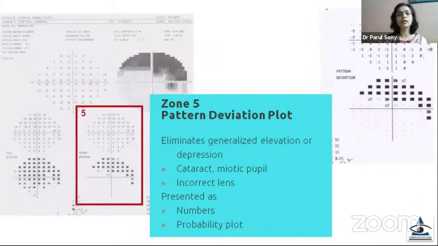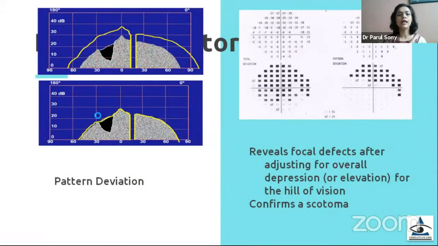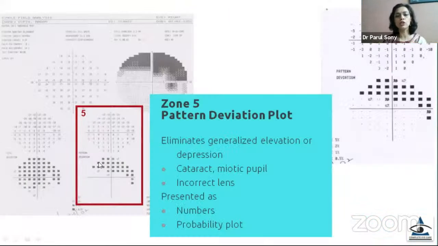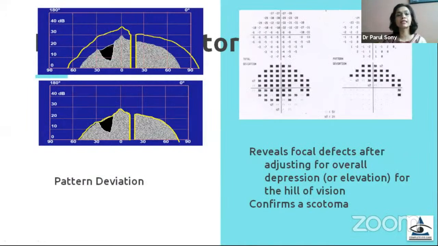But the most important thing in glaucoma patients is the pattern deviation plot. What the machine does is it eliminates the generalized elevation and depression, and then it tells you about the localized scotomas. So if there is a generalized depression because of the presence of cataract or myotic pupil, that is taken care of by the machine. Just to give you an example, if a patient has a scotoma like this, the machine will eliminate this depression and the focal scotoma gets more visibility.